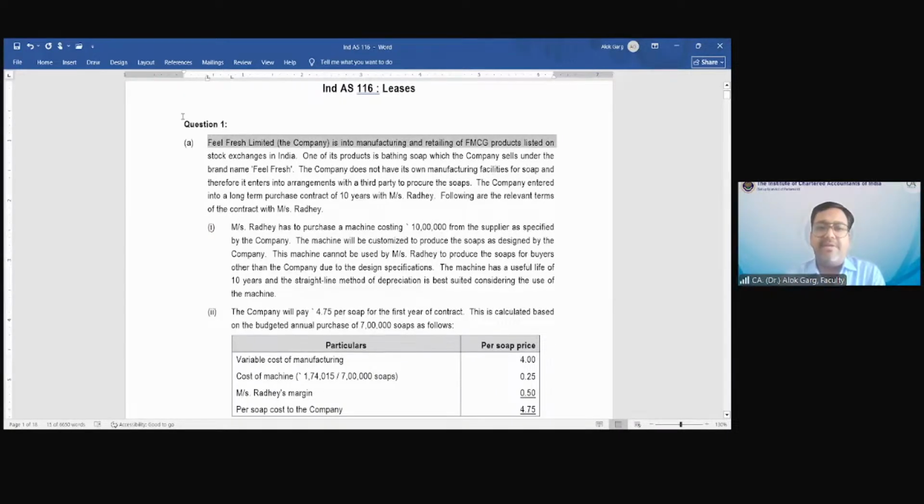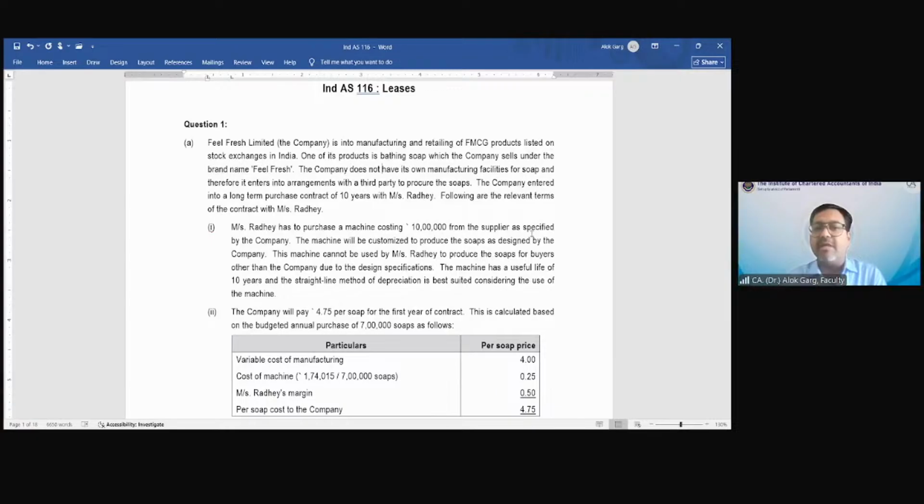Feel Fresh Limited. The company is into manufacturing and retailing of FMCG product listed on the stock exchanges in India. So this company is into manufacturing and retailing business. And this is a listed company. One of its products is bathing soap, which the company sells under the brand name Feel Fresh. This company is into the detergent. This is also selling soaps and detergents. Okay. So one of the products is bathing soap.